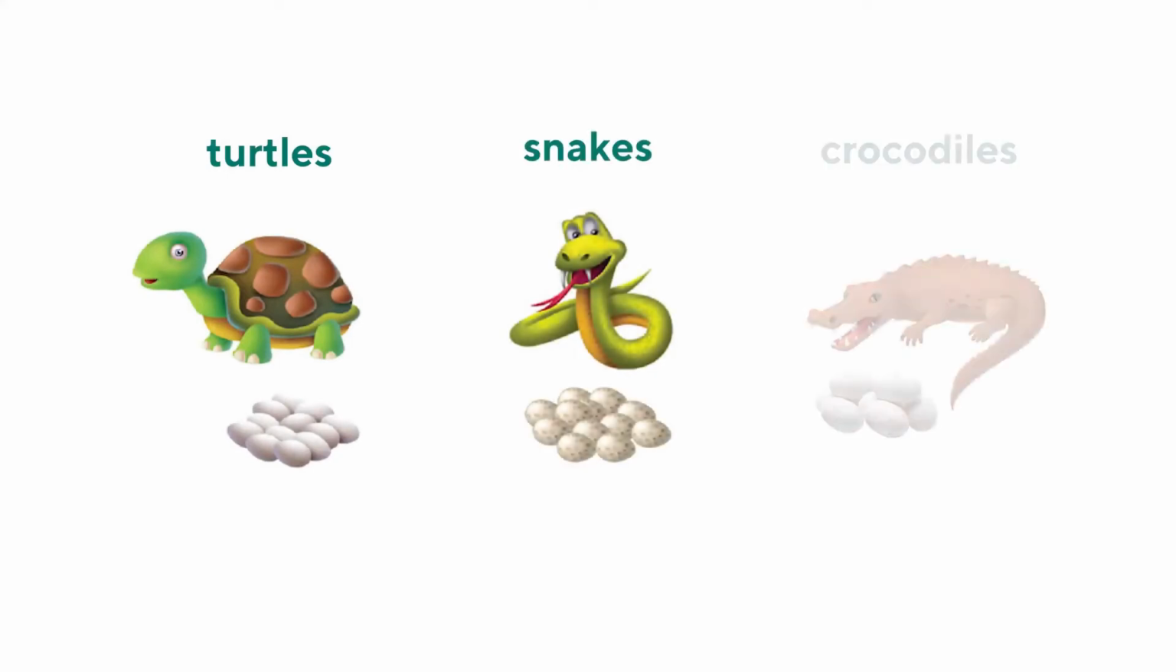Let's look at other animals like turtles, snakes, and crocodiles. Where do they lay their eggs? They lay their eggs on the land. Sometimes they even cover the eggs up with sand so that the eggs get enough warmth. And out of the eggs hatch babies of these animals.